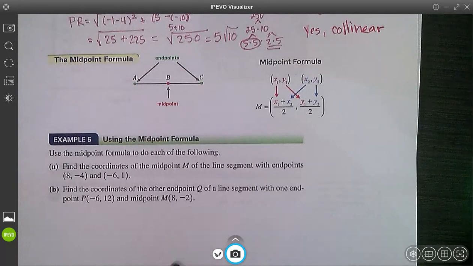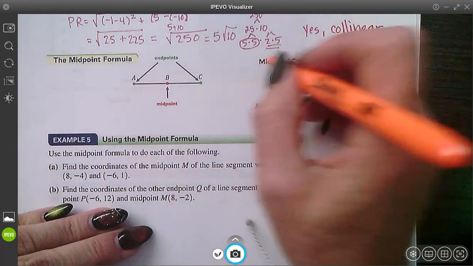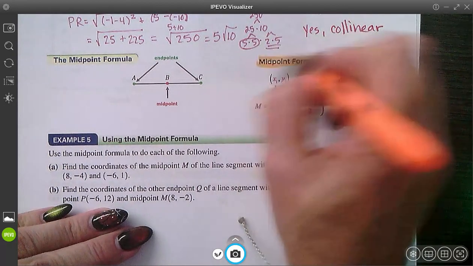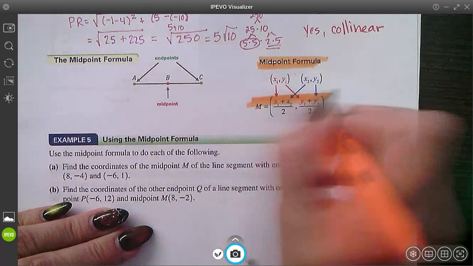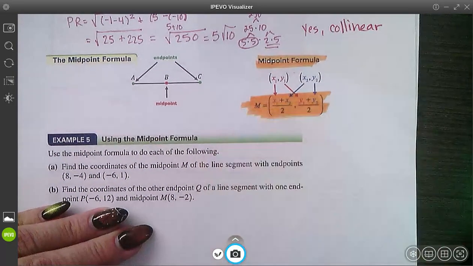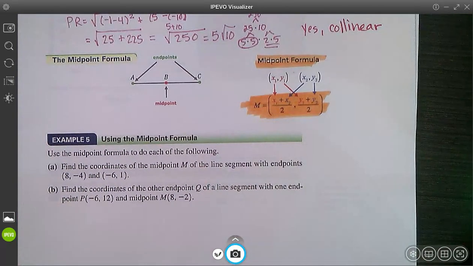So the midpoint formula is basically finding the average of the x's and the average of the y's. To find the average, you just add up your two numbers and divide by 2. So essentially to find the midpoint, you're just adding up the two x values, dividing by 2, adding up the two y values, and dividing by 2.